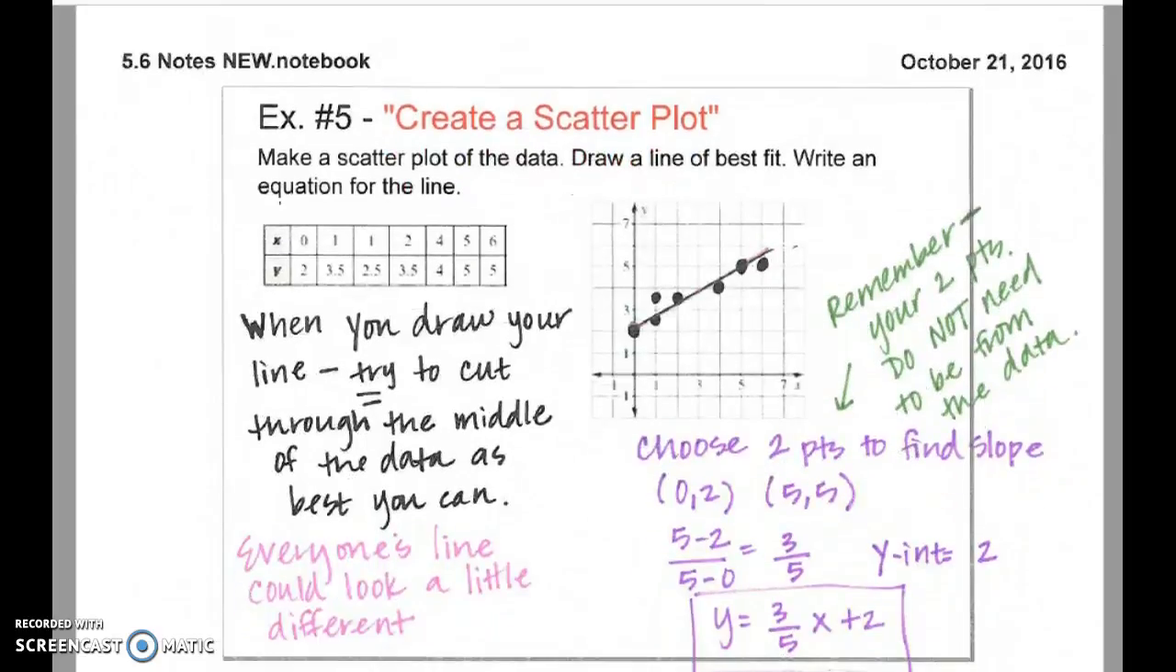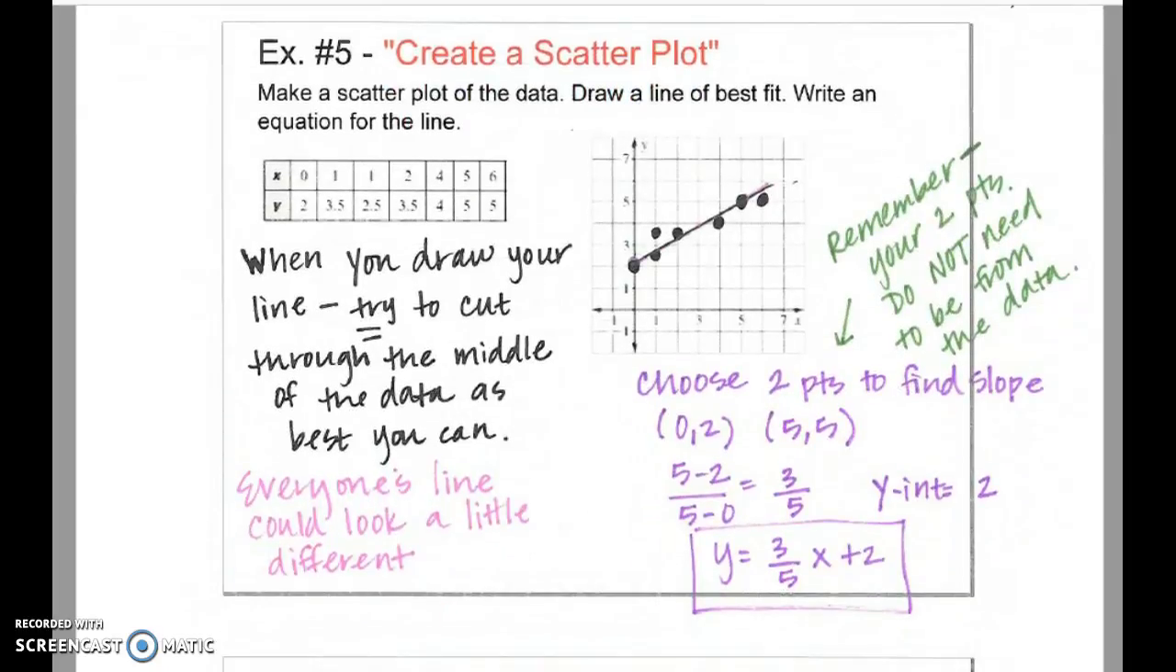On to the next example, the real example 5. So on this one, we've been given data and it says to make a scatter plot of the data and then draw a line of best fit, write an equation for the line. So I graphed the points (0, 2), (1, 3.5), (1, 2.5), (2, 3.5), (4, 4), (5, 5), and then (6, 5). Here's the tricky part.